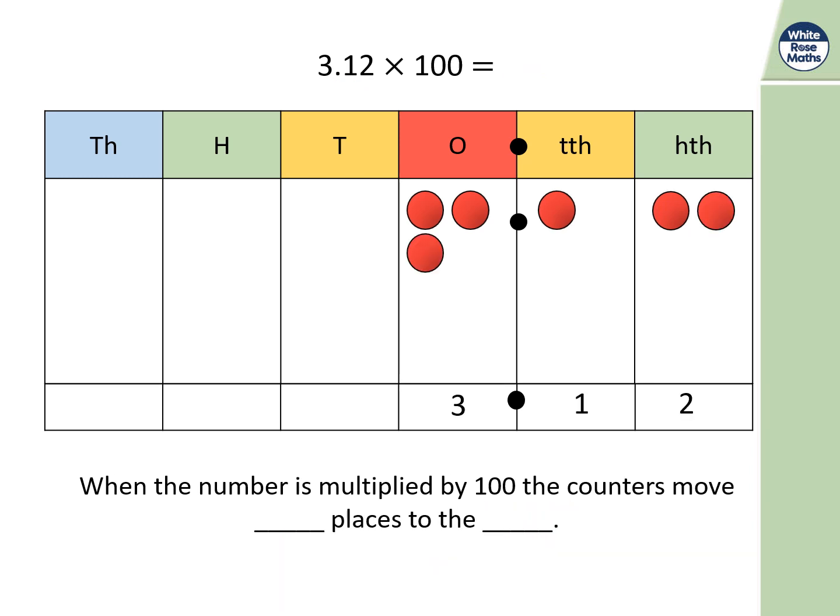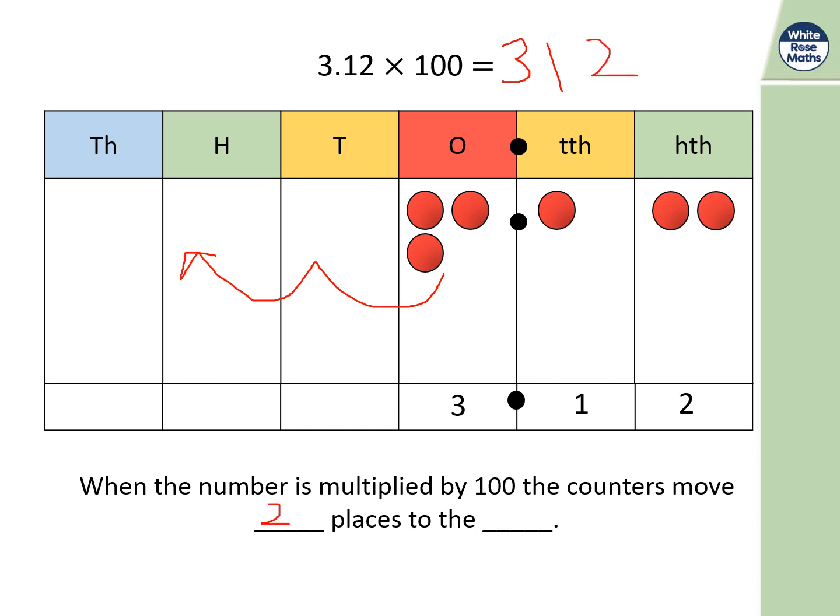Okay, times it by 100. It's going to move two places to the left here, the numbers, but the decimal point actually moves two places to the right. So the answer would be 312.